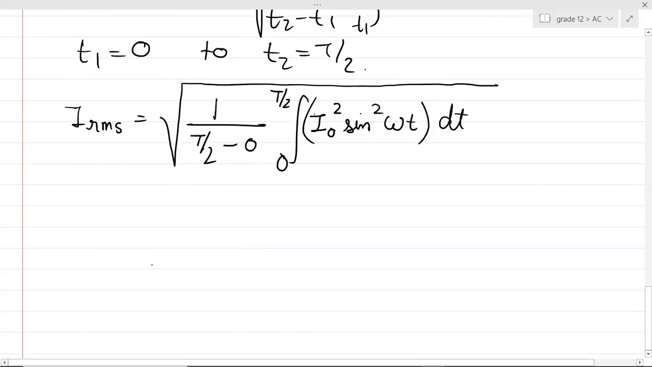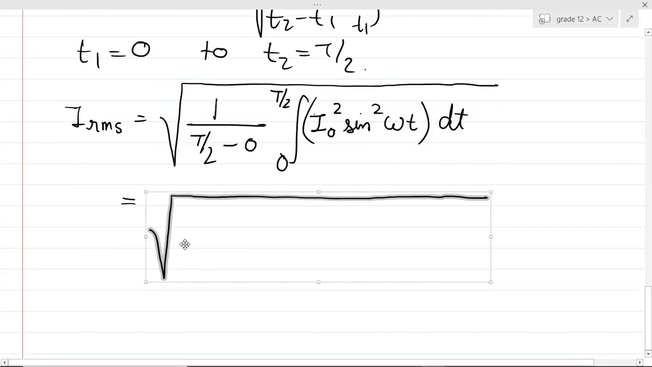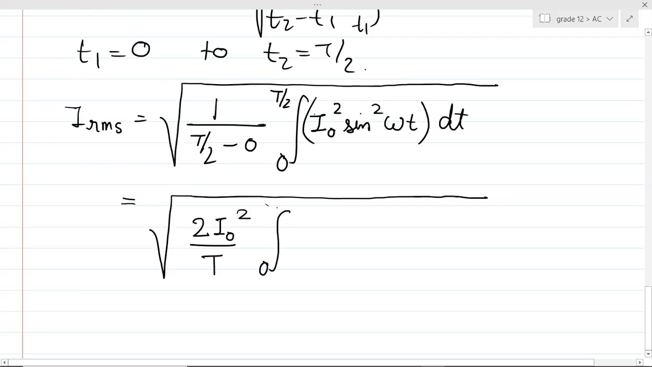Yes or no, guys? So after this, what to do? Will it be equal to... I'll just copy this again. Twice of this, 2 will come in the numerator. This I naught square is a constant, it will come out. So twice of I naught square divided by t, and then you need to integrate it from 0 to t, and what is remaining inside? Sine square omega t dt.